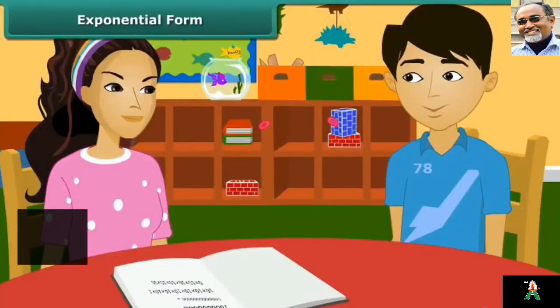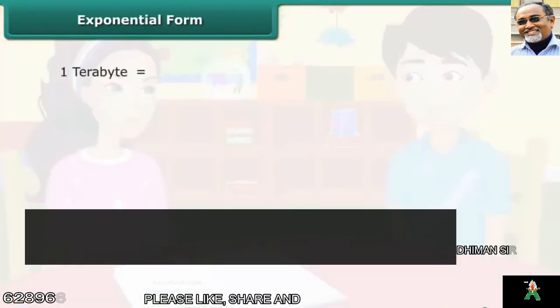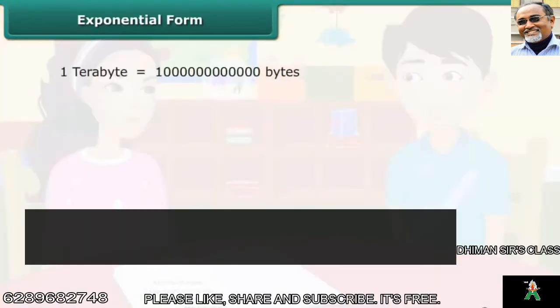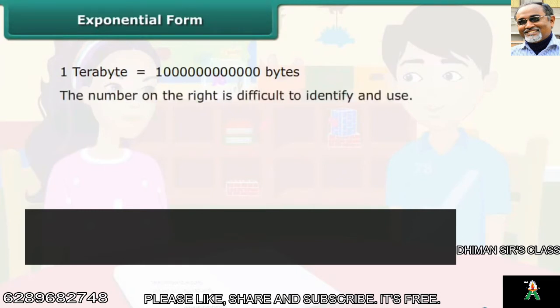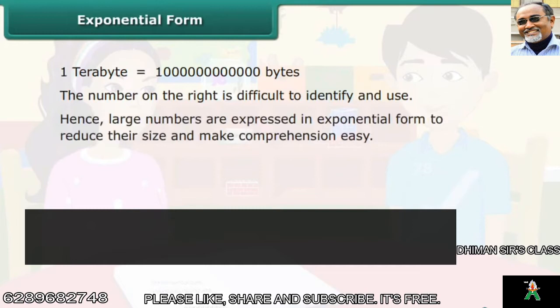Exponential form. You heard Dhruv tell Varsha that 1 terabyte is equal to 1 followed by twelve zeros, 1000000000000 bytes. When expressed so, the number on the right is difficult to identify and use. Hence, such large numbers are expressed in exponential form to reduce their size and make comprehension easy.